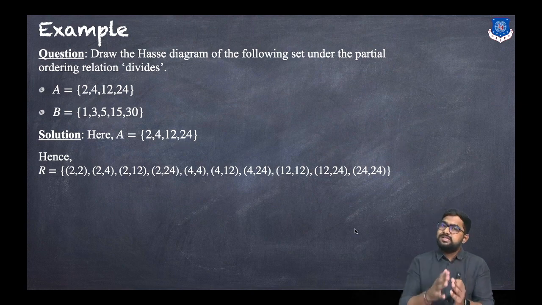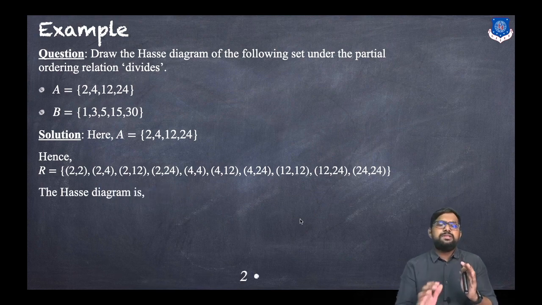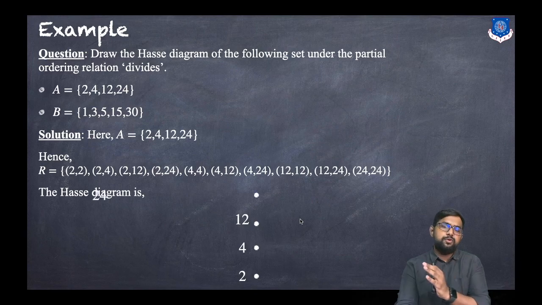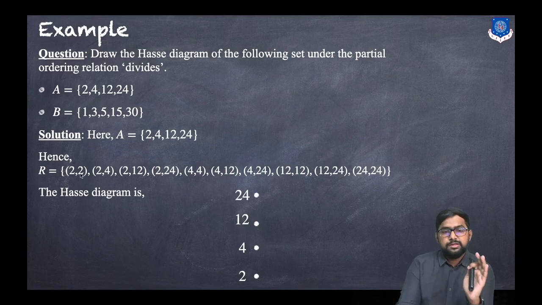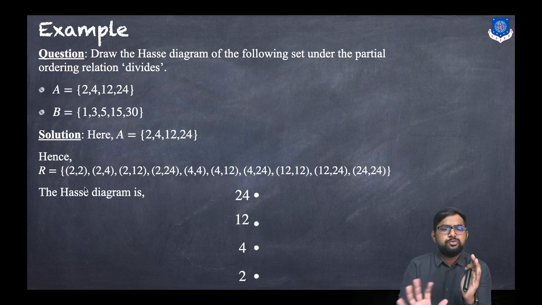Now see, in this example we won't draw a diagram, we will directly draw the haze diagram. So the first step, the haze diagram will be, just take all these points, that is 2, 4, 12 and 24. We will directly draw the haze diagram. See, so which pairs will be there? So we will decide. See, the 2, 2 pair will not be there. Why? Because it is a self loop. So that won't be there.